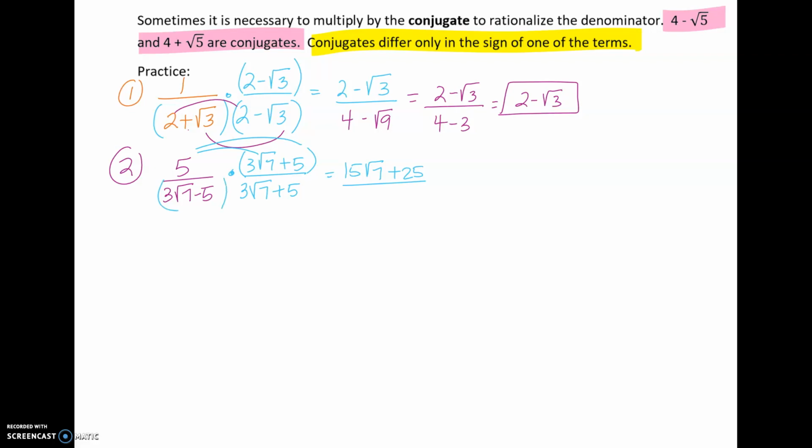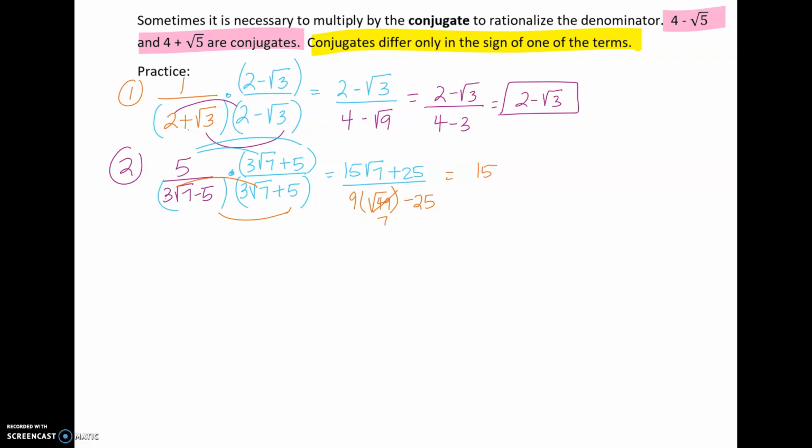And the denominator, again, is a difference of squares. So that means first, and I can do last. The first is 3 times 3, which is 9. 7 times 7 is the square root of 49. So it's 9 times the square root of 49. And then negative 5 times 5 is 25. Okay, so let's look at this. The square root of 49 is 7.